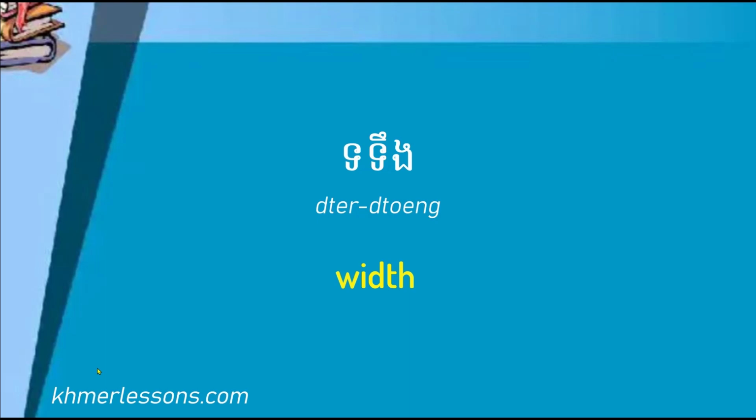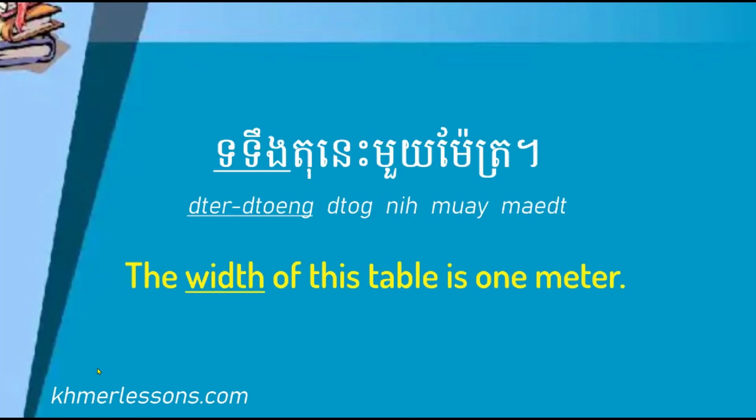Width. Tongkang. The width of this table is 1 meter. Tongkang tok nih muoy met. So it's the same as the previous sentence, but with the length and the width.